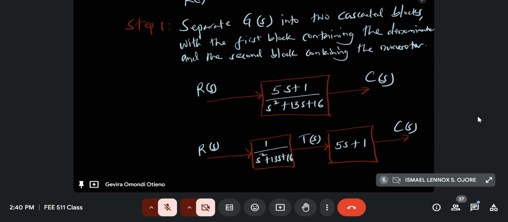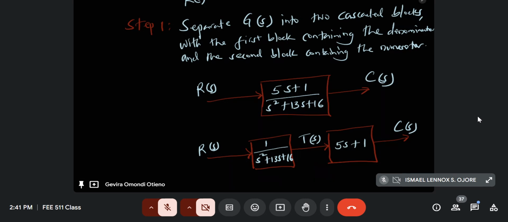It can be T of S, you can put any value, you can put X of S, it doesn't have to be T, whatever term you decide to use, as long as you're consistent with it. So now it becomes easy to again use the techniques that we had to carry on and solve this.